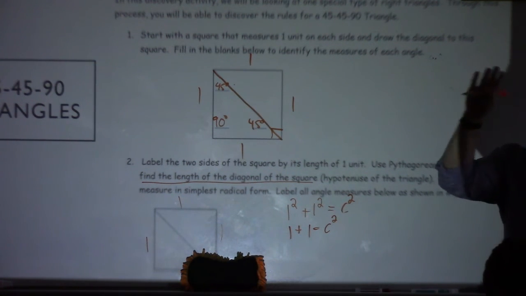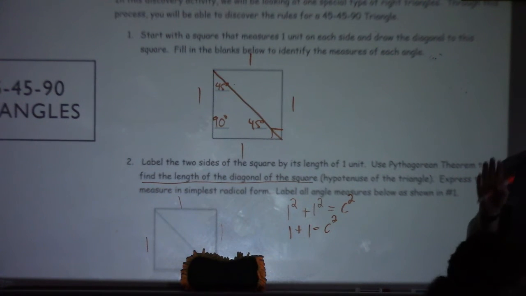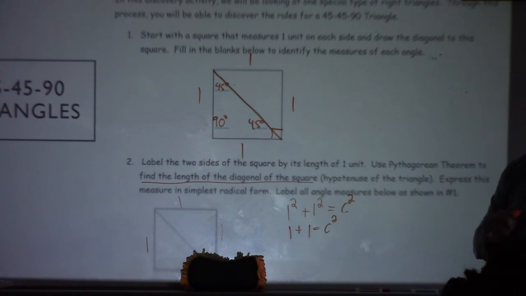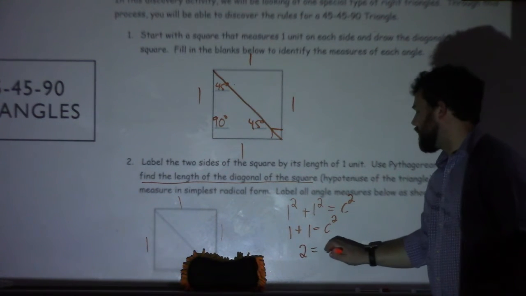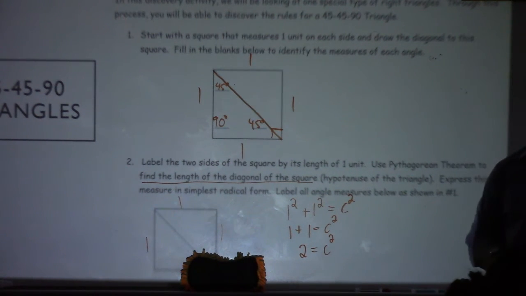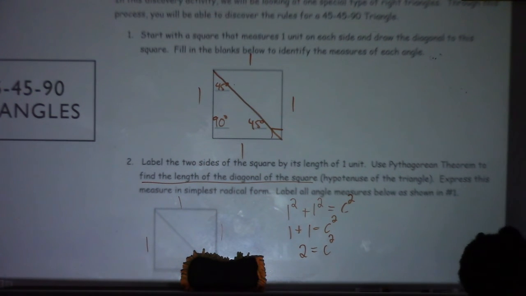I need an equivalent equation, y'all. 1 plus 1 equals c squared. Now what? Simplify, I guess. 2 is equal to c squared. Then you take the square root.